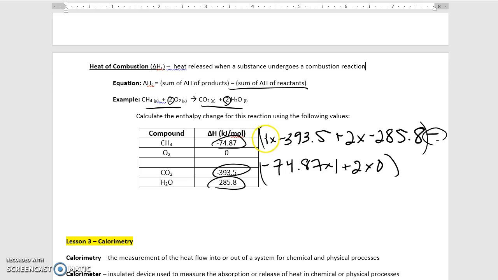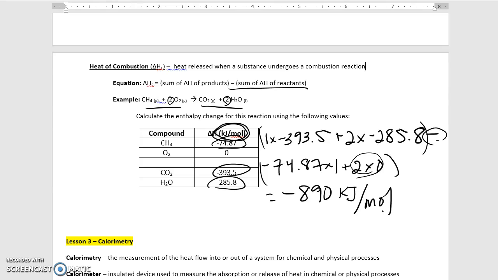Okay, so if you put 1 times negative 393.5 plus 2 times negative 285.8 in your calculator, parentheses, minus, parentheses, negative 74.87 times 1 plus 2 times 0. Again, this basically equals 0, so it doesn't really matter. You should get a value of negative 890 if I round. And then your units will match the units that are in this table, so kilojoules.